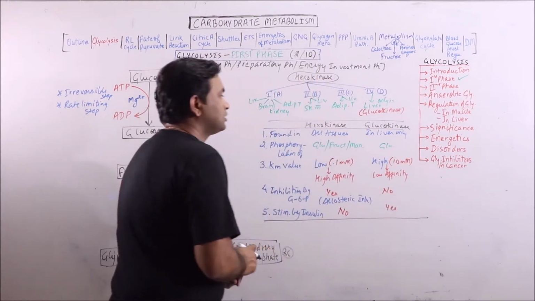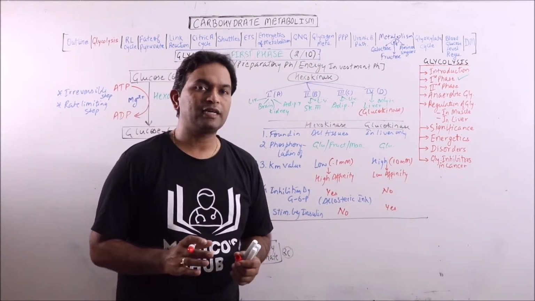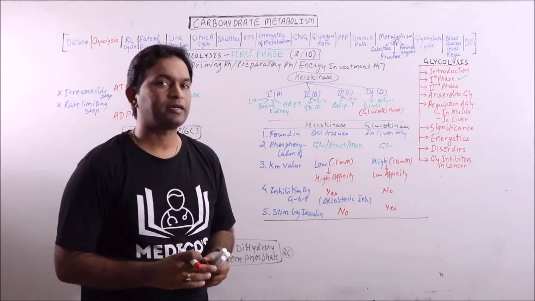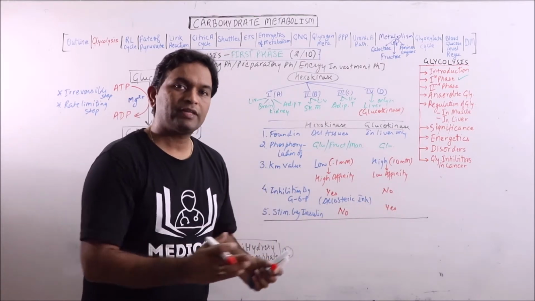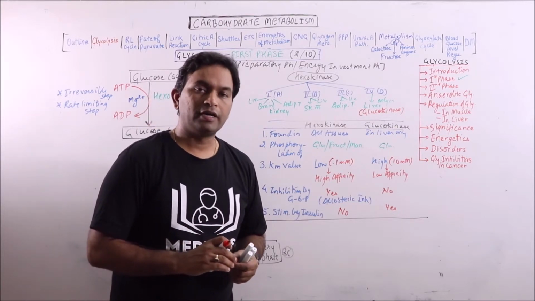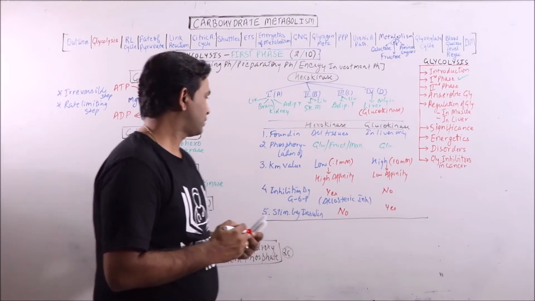So these are the various differences. So we can say that hexokinase basically ensures the supply of glucose to the cells when it requires, while the glucokinase drives away the extra glucose from the blood whenever it is in excess, irrespective of whether the cell requires it or not.